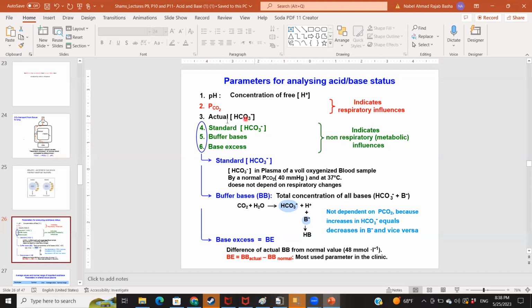As Dr. Shans said, ignore the actual bicarbonate. We're concerned about the standard bicarbonate, the standard bicarbonate in the blood, which ranges from 22 to 28.